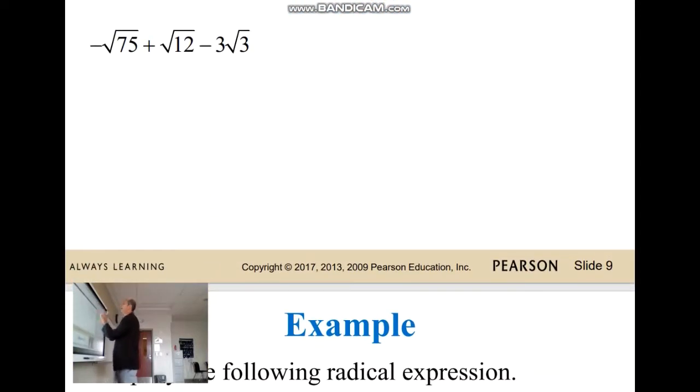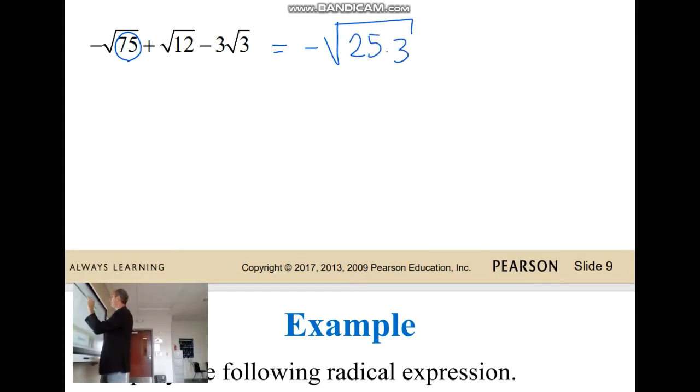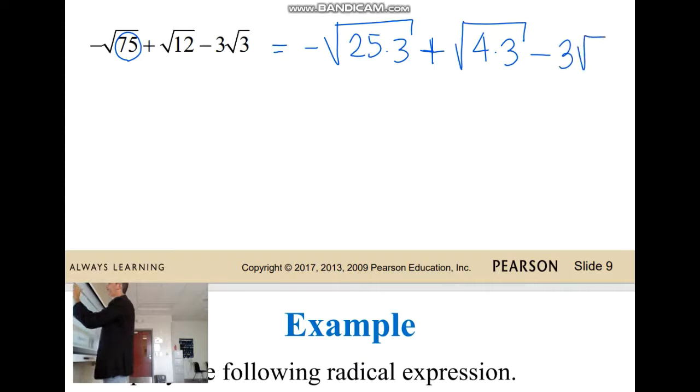Okay. And starting, we can start factoring out 75. We can rewrite as square root, and 75 is 25 times 3, right? 25 times 3. So plus, and square root of 12, we can rewrite, we can factor out 12. 12 is 4 times 3. And we are also going to have here, and we keep it like that, 3 square root of 3.